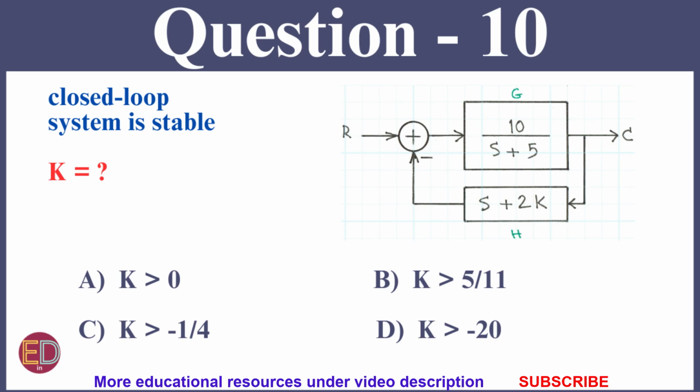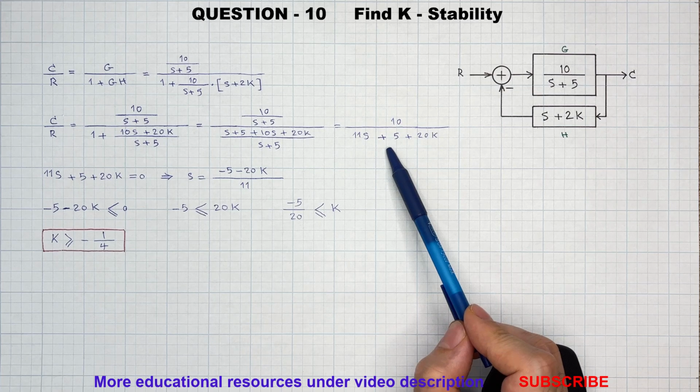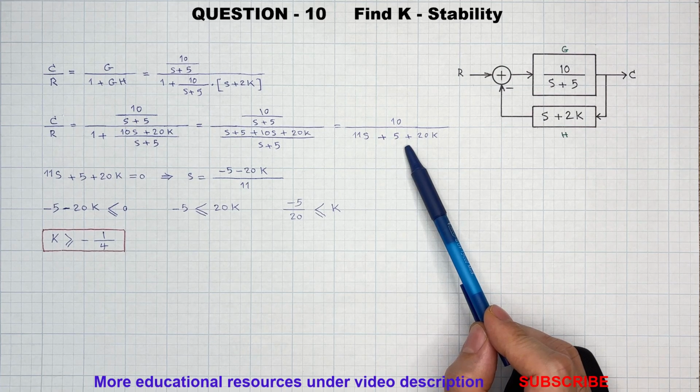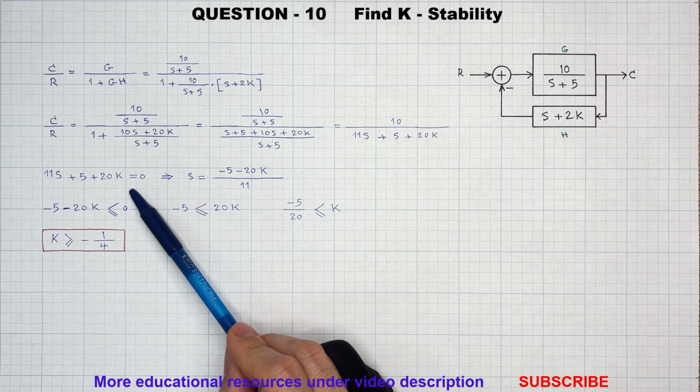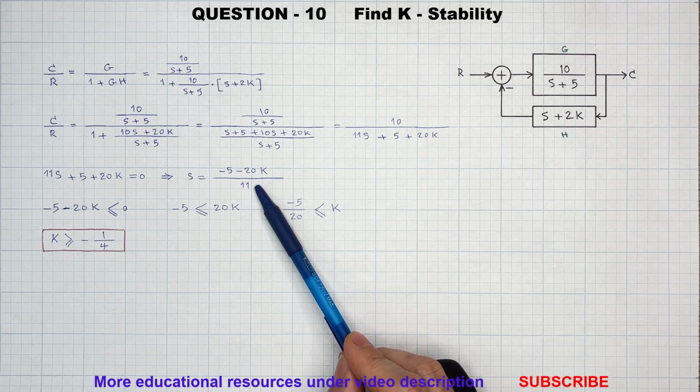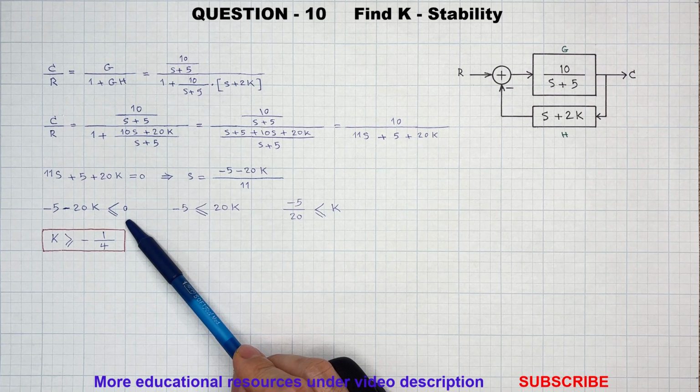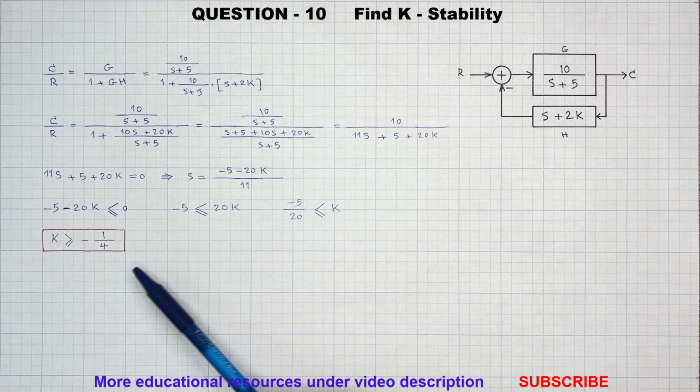Question 10. For this non-unity feedback control system, we are going to find constant K so that the closed loop system is stable. So first we determine the closed loop transfer function. A closed loop system is stable if all roots of its characteristic equation have negative real parts. The characteristic equation is found by setting the denominator of the closed loop transfer function to 0. For stability, the pole s must be negative. So minus 5 minus 20k must be less than 0, and we solve it for k.